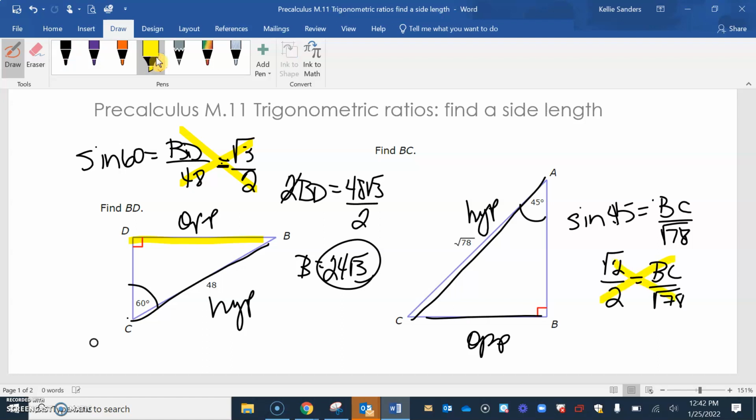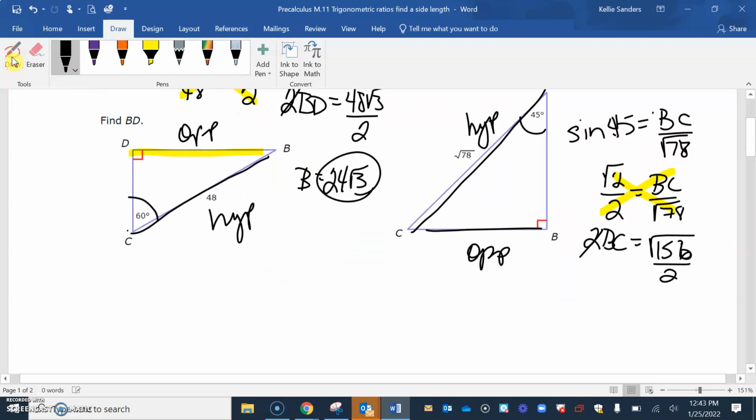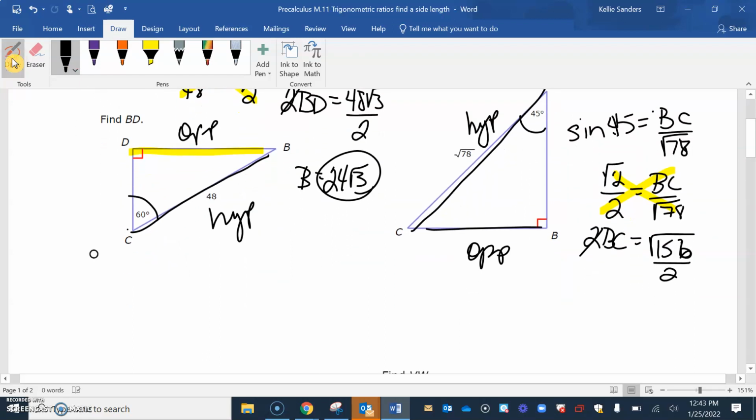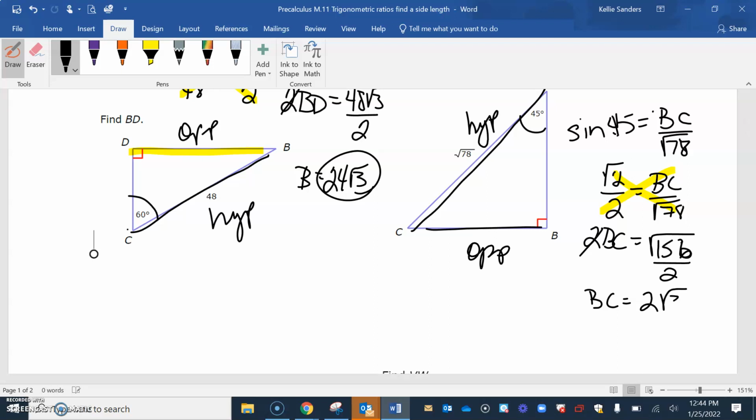Then we cross multiply and get 2 BC equals a square root, 78 times 2 is 156. And then divide by 2. BC equals, then we take the square root of 156 and we simplify it and we get 2 square root of 39, all over 2. The 2's will cancel, so BC equals the square root of 39.